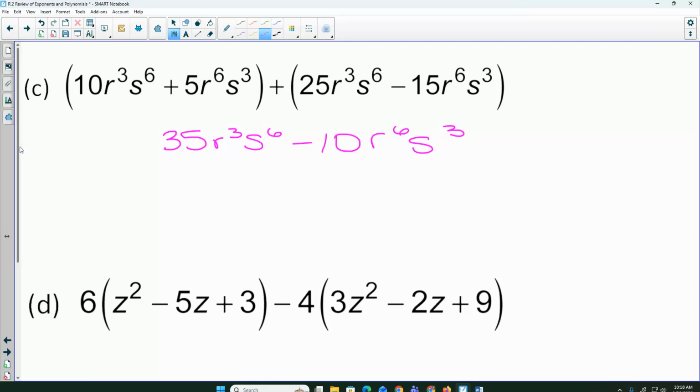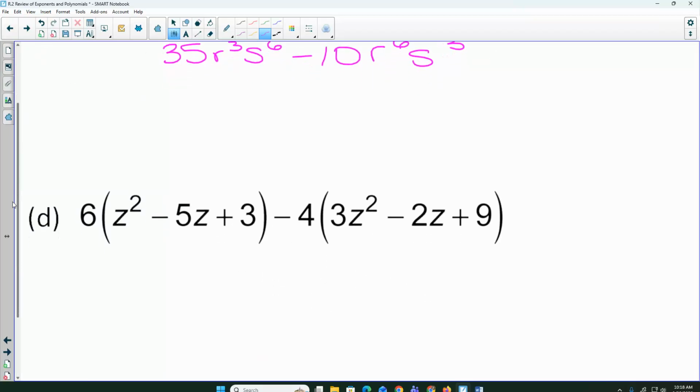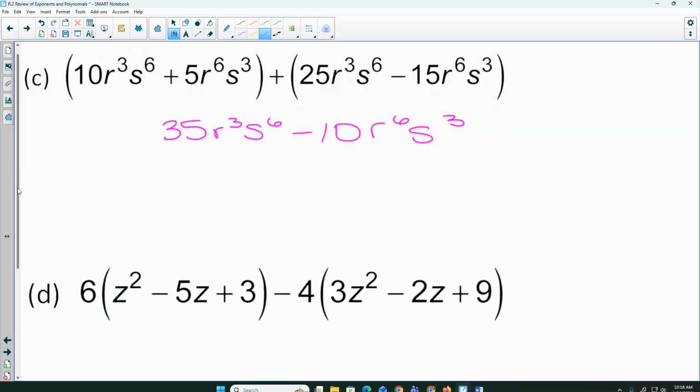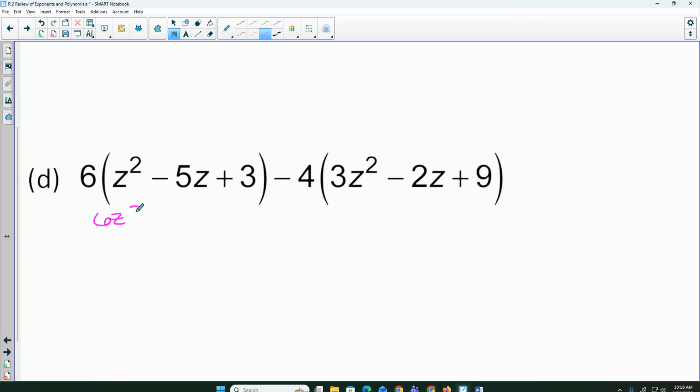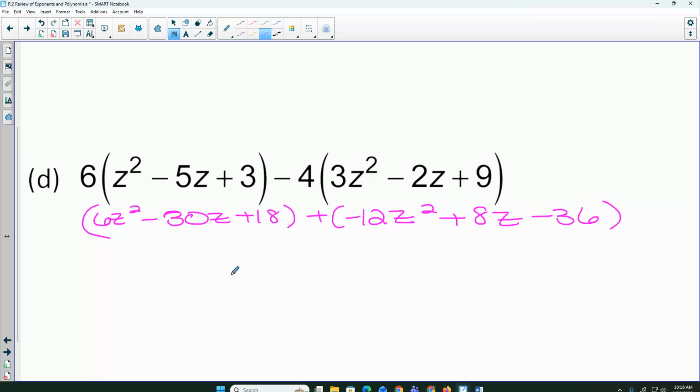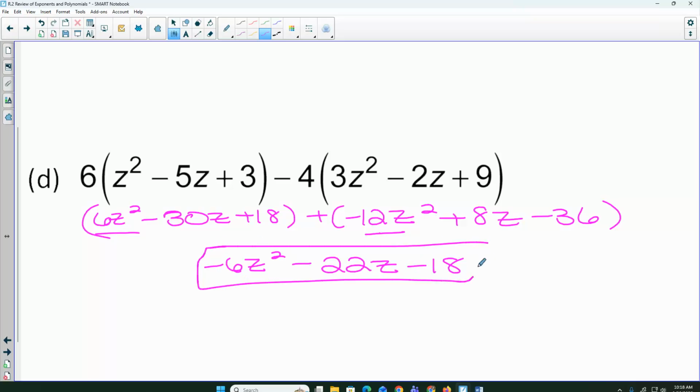Alright, D. This one did have an extra step. What do you have to do first? Good. So I distributed the negative 4 through there, so then combining like terms, we get negative 6c squared minus 22c. Perfect. Alright, looks like everybody remembered that. Final one. Do you guys remember how to multiply?